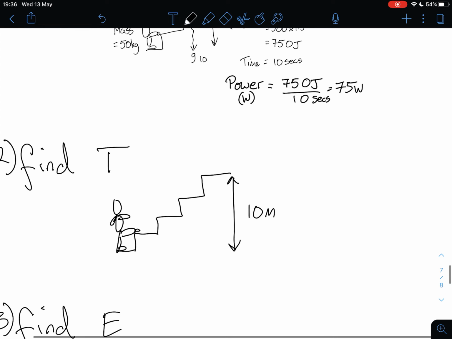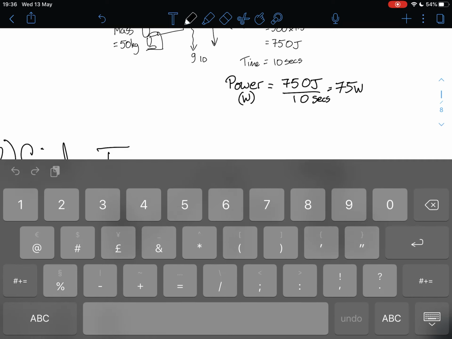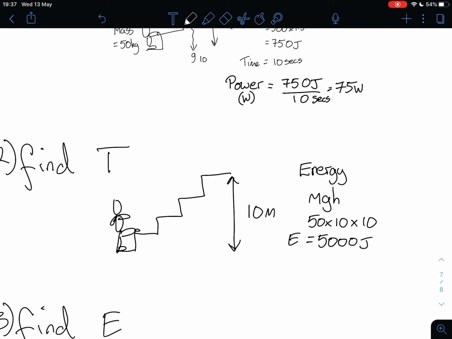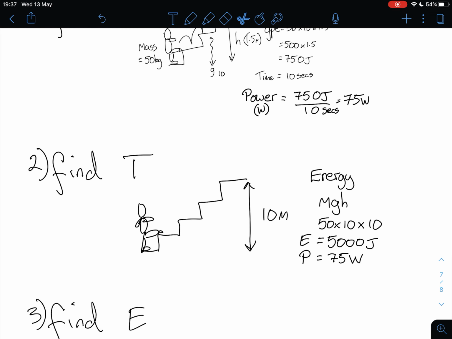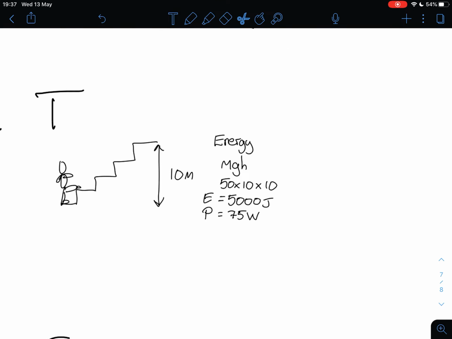And let's find the new energy first. So we'll do MGH. Mass of 50. Gravity of 10. Height of 10. 5,000 joules. That was the energy. The power was 75 watts. Again, I'm going to shrink this down so I don't roll into question 3. So we know the energy and we know the power.